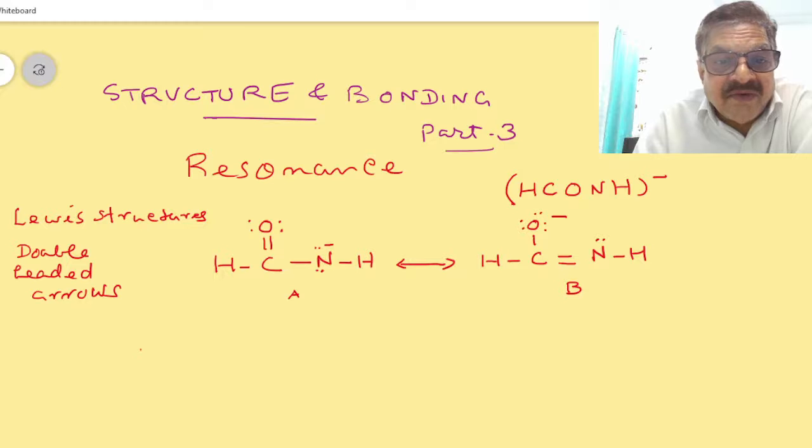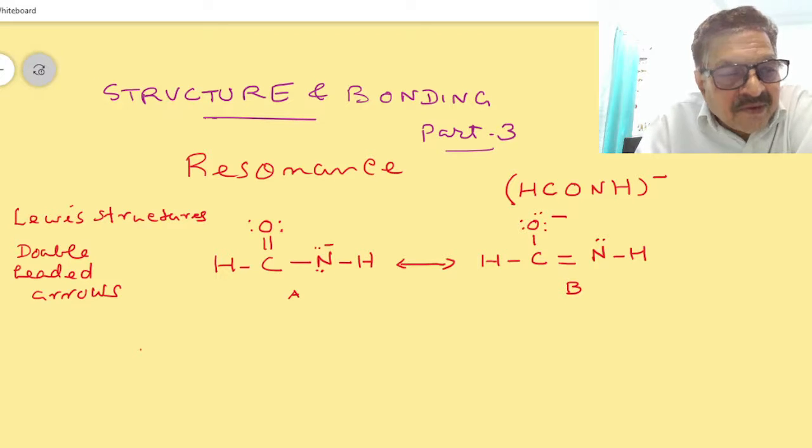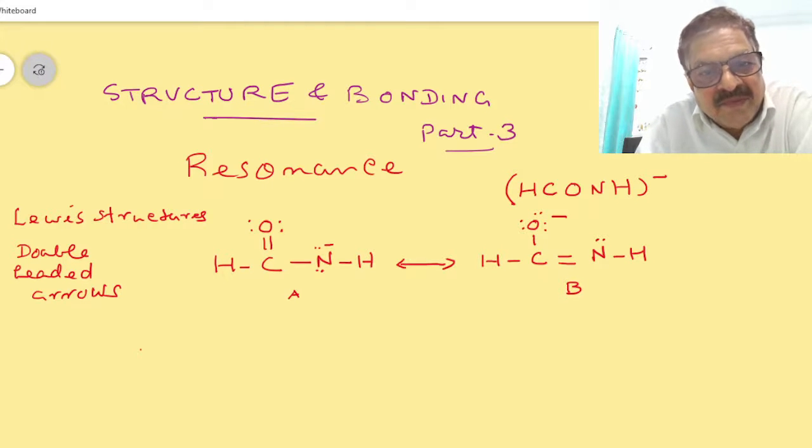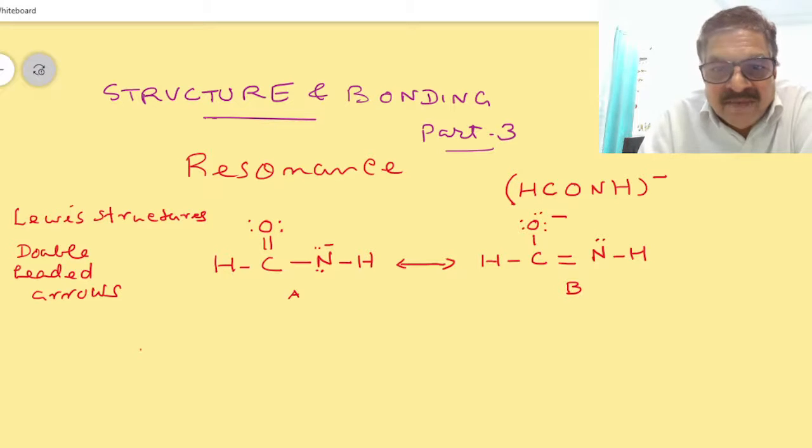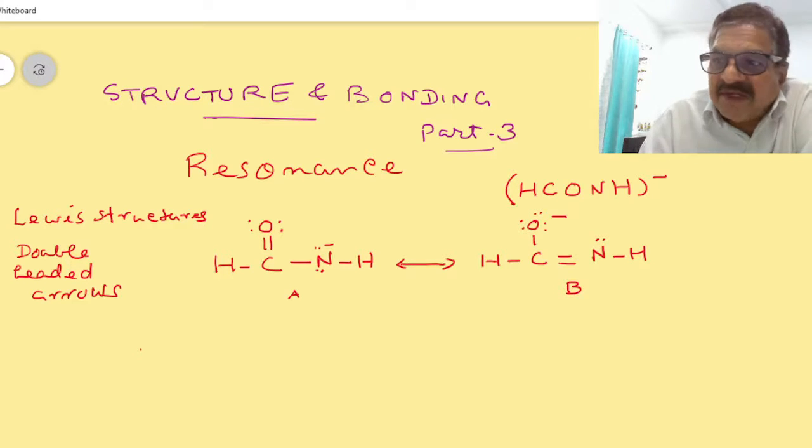Which kind of electrons? Non-bonding pair electrons as well as the pi electrons, that is, multiple bond electrons. That is why these structures, one with the carbon-oxygen double bond and negatively charged nitrogen, the other with the carbon-nitrogen double bond and negatively charged oxygen, are two Lewis structures that differ only in the location of non-bonding electron pairs or pi bond electron pairs. They are resonance structures. Some kind of combination of these two structures is called a resonance hybrid. Now, the basic principles of resonance theory.